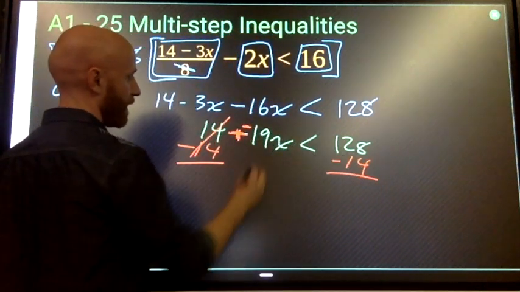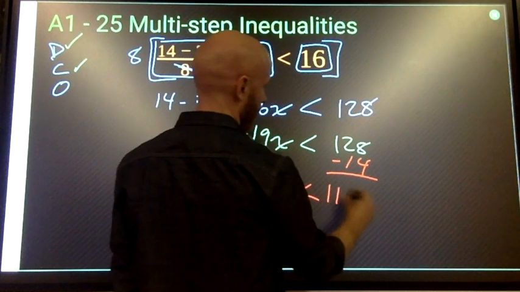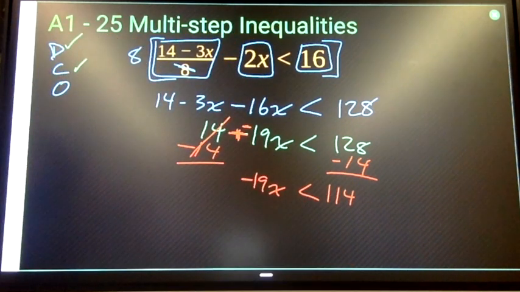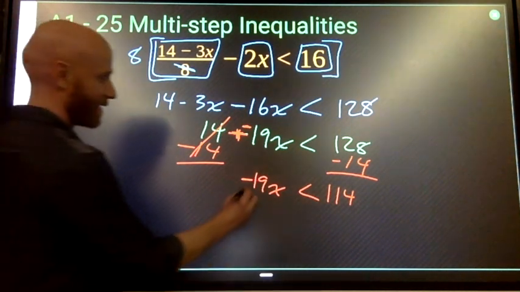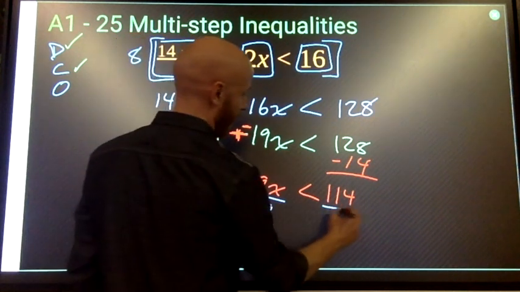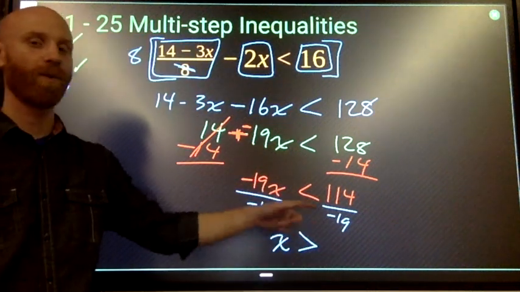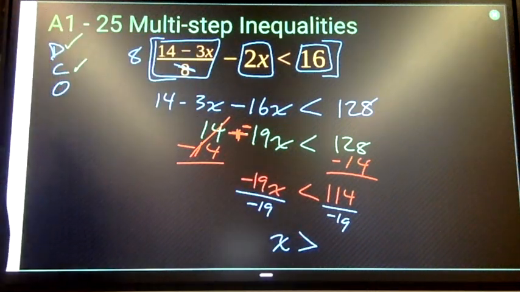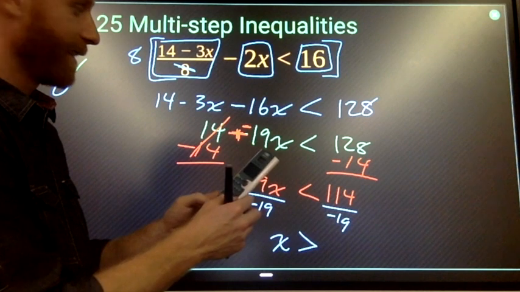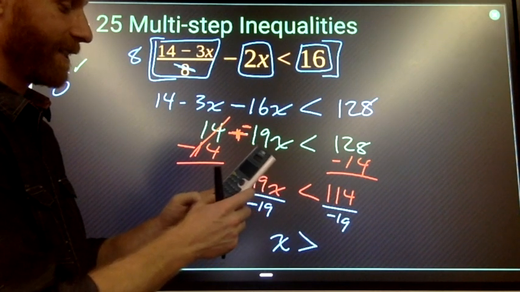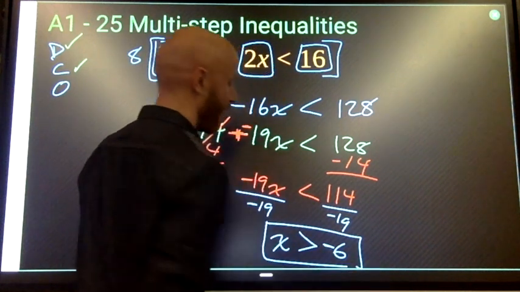We'll have negative 19x's is less than 114. Then I'm going to divide by negative 19, both sides. X is greater than, flip the symbol. Why? Because I'm dividing by a negative on both sides. We're going to need a calculator to deal with this. 114 divided by negative 19 will be negative 6. X is bigger than negative 6.